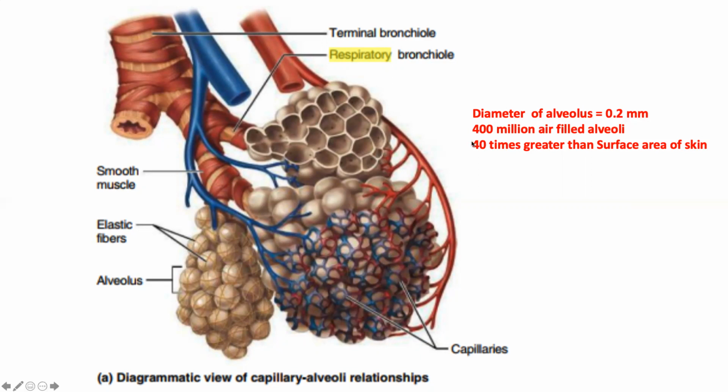There are about 400 million air-filled alveoli in our lungs. Because they are very small, their surface area is about 40 times greater than the surface area of skin. Therefore, there is a plenty large surface area where the pulmonary capillaries wrap around for the exchange of oxygen and carbon dioxide. It is an amazing structure.